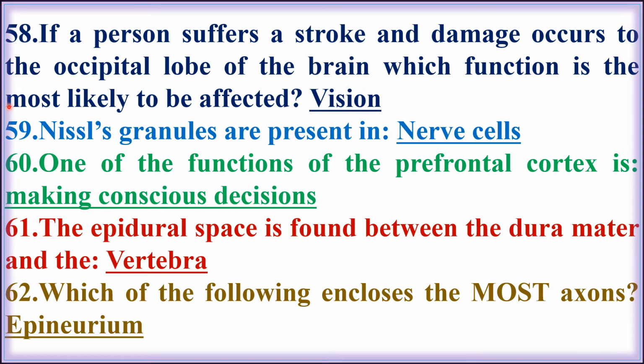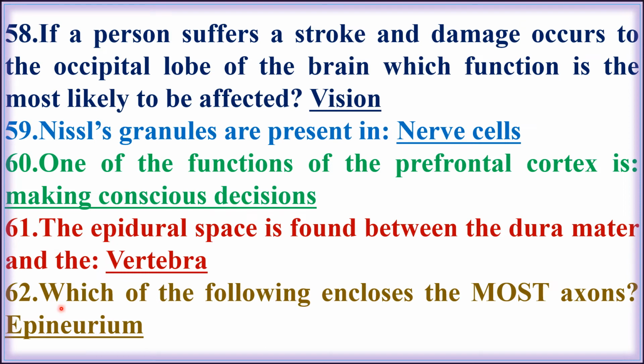the most likely to be affected? That is vision. Next, nasal granules are present in nerve cells. Next, one of the functions of the prefrontal cortex is making conscious decisions. Next, the epidural space is found between the dura mater and the vertebra.